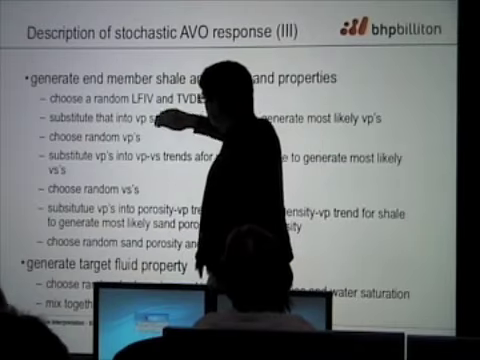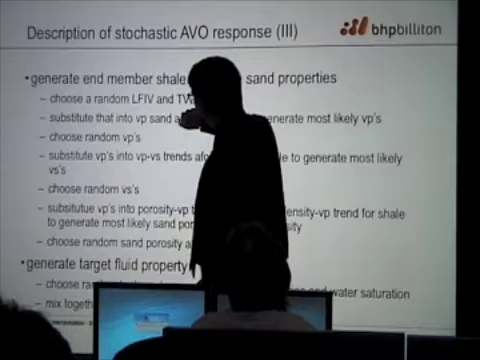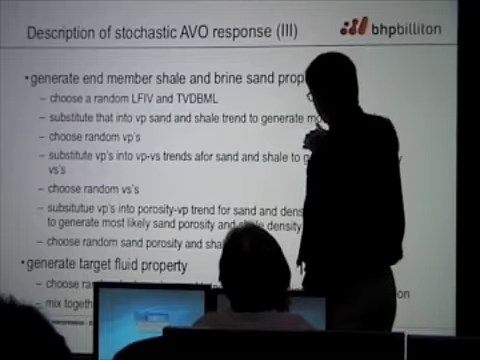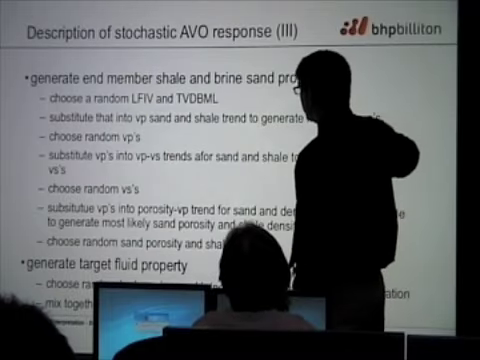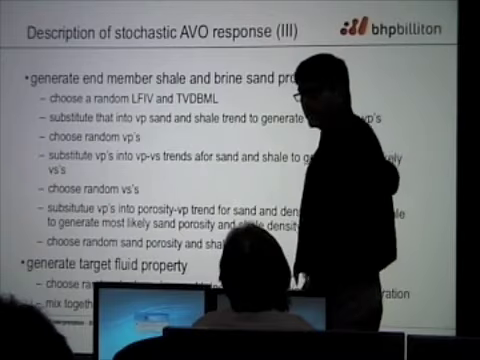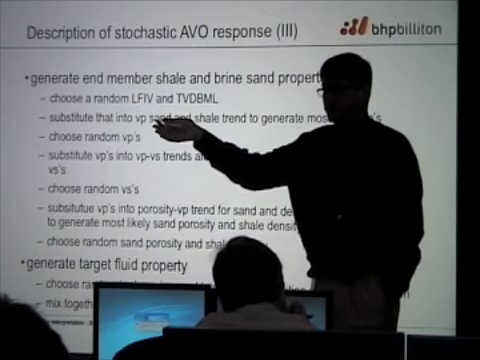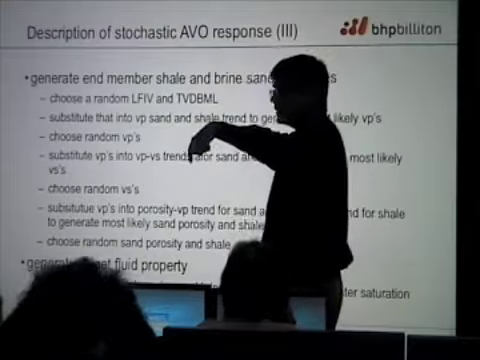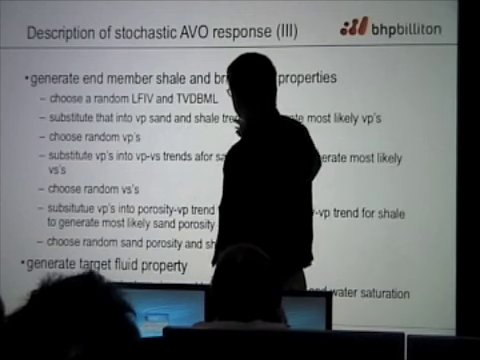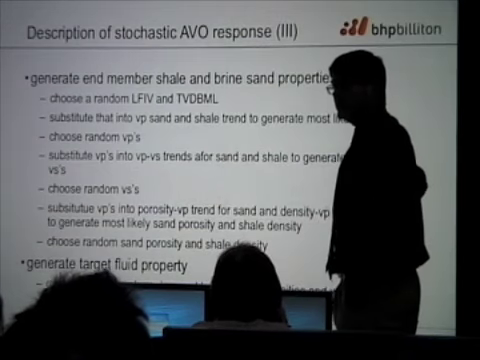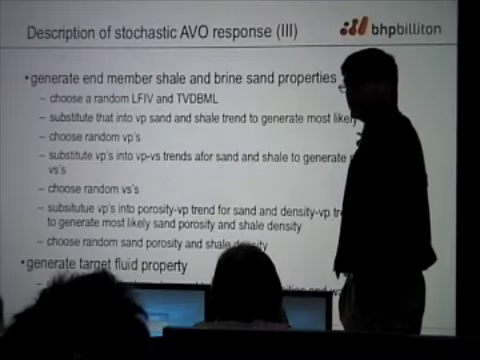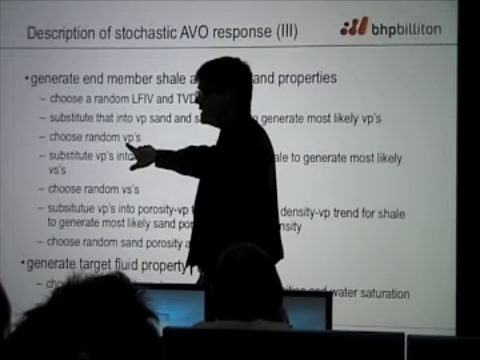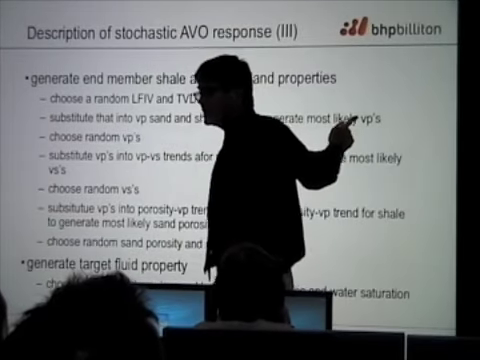We substitute the exact value we picked at random into the VP sand and shale trends to generate the most likely VP values, okay? So remember we had that equation for VP that I just showed you. We spin the roulette wheel, we pick a value of these two, we substitute these in here and we get a most likely VP. We know that that expression has some uncertainty around it, so we spin the roulette wheel again and choose a VP around this most likely value with the uncertainty.